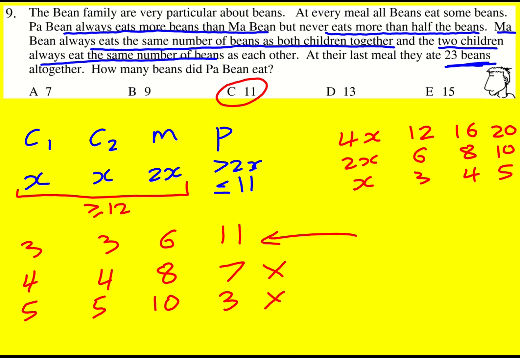I've just carefully worked my way through it algebraically, and we can see this has to be the answer, and Pa Bean must have eaten 11.